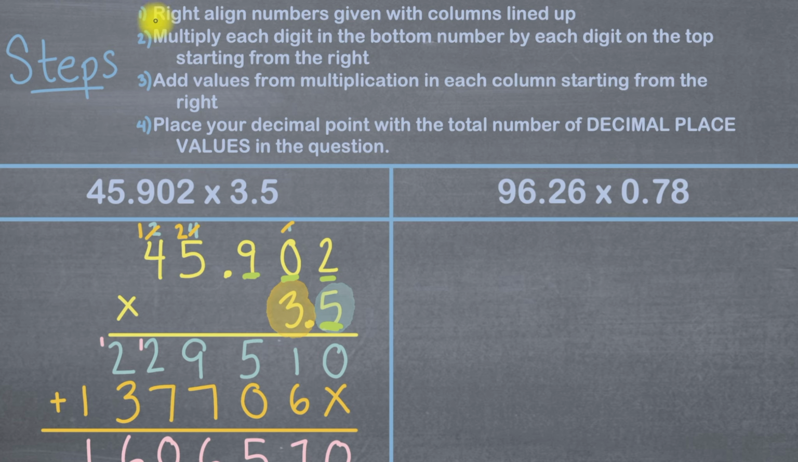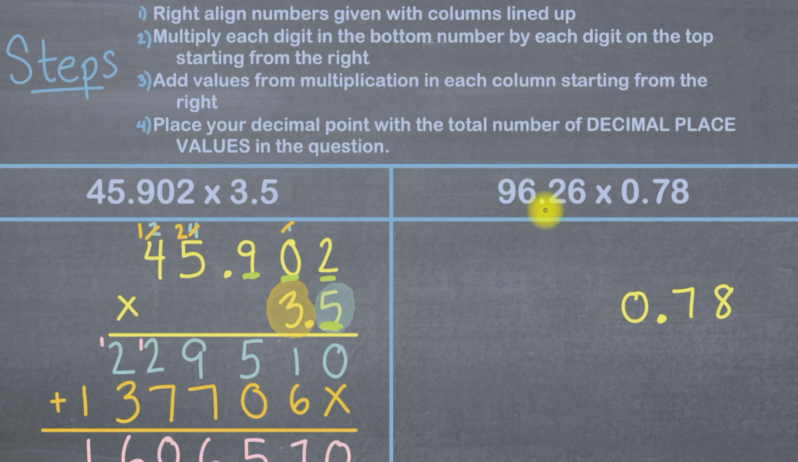Okay, let's start with step 1. We're going to make sure we right-align our numbers given with the columns lined up. Our two numbers are 96.26 and 0.78. Remember what we did last time. Of the two numbers, the first number that we should write is the number with fewer place values. That would be this number here, 0.78, because 96.26 has 4 digits, 1, 2, 3, 4, and 0.78 only has 3 digits, 1, 2, 3. So let's write this number first.